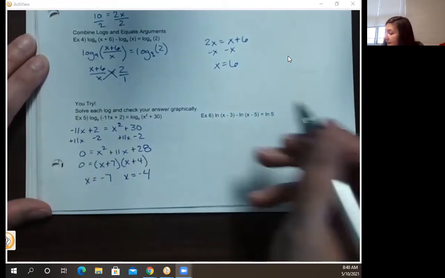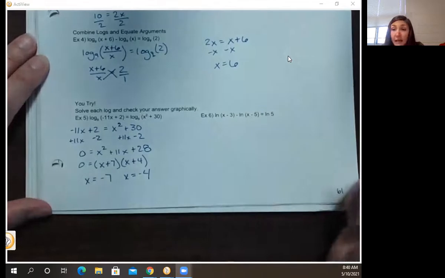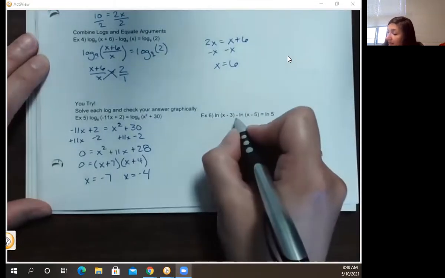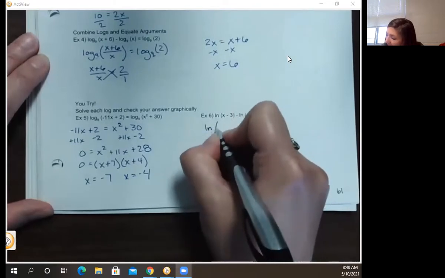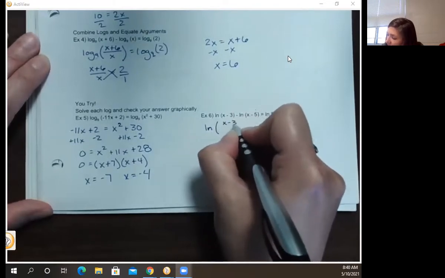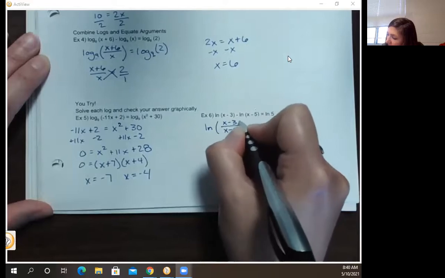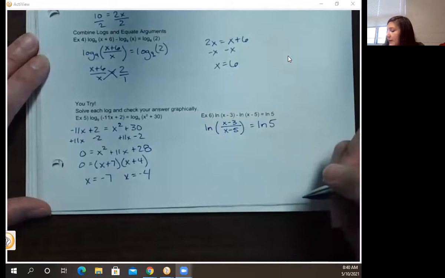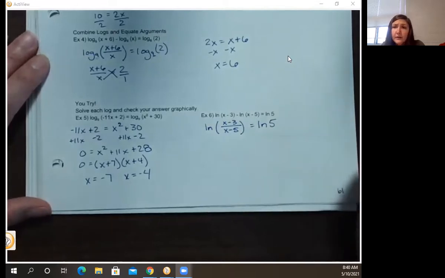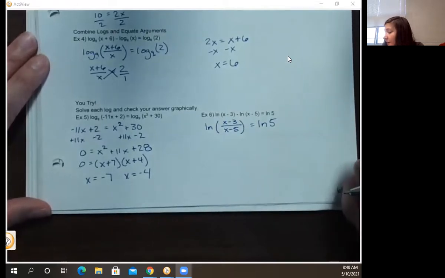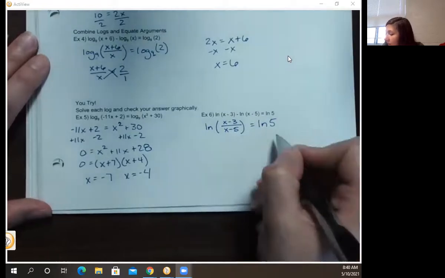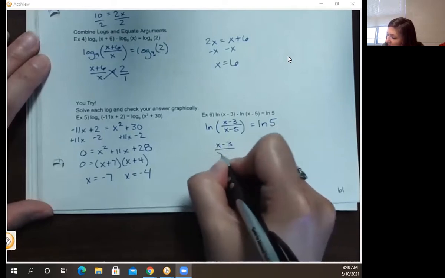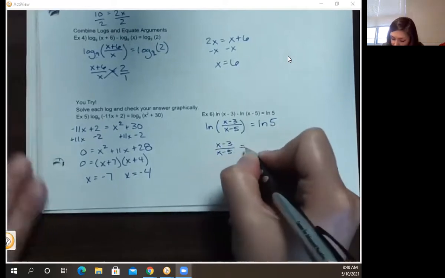For example 6, I've got multiple logs on the same side, so I'm going to combine them by rewriting using those log properties. Since I have subtraction, I'll rewrite this as division. So x minus 3 over x minus 5. And we see the natural log here. This is the first example that we've seen natural log, but remember it's just a log, so I treat it the same as I've treated all of my other problems. And now that I have log equals log, I can set the arguments equal. So x minus 3 over x minus 5 equals 5.